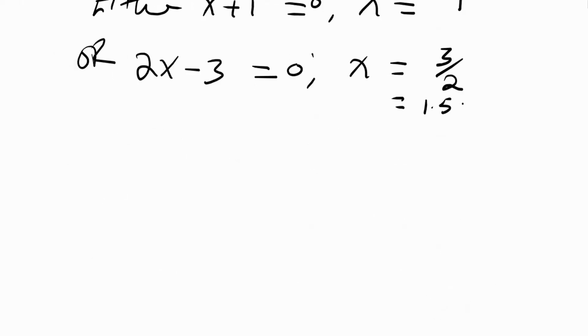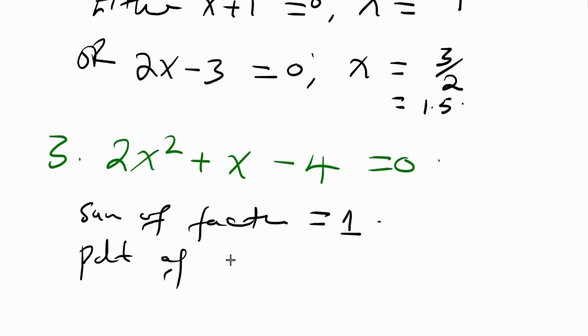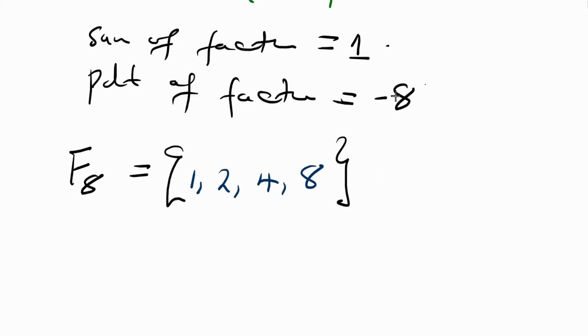Let us have number 3 of our example. Number 3 is 2x squared plus x minus 4 equals 0. The same way, we need to look at the sum of the factors. So the sum of factors should give us a 1. Then the product of factors should give us 2 multiplied by negative 4, which is negative 8. Now, to get the factors, we need to consider the product. So we are getting the factors of 8, which are 1, 2, 4, and then 8.